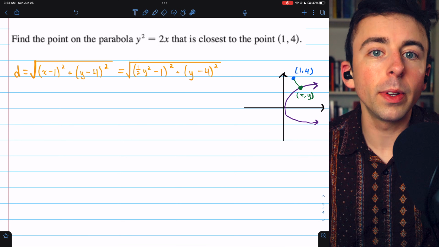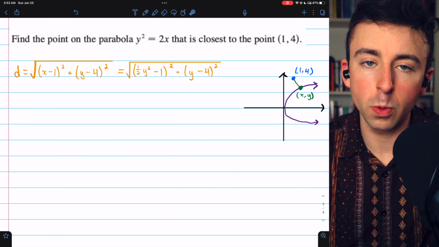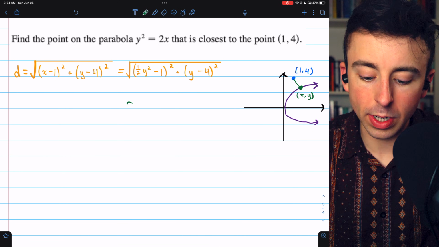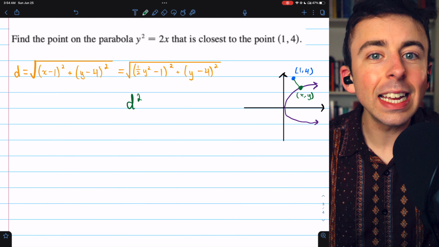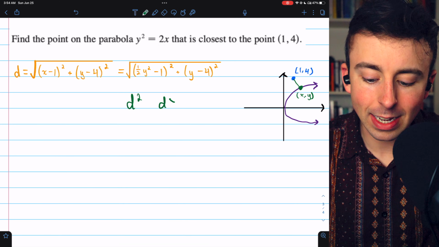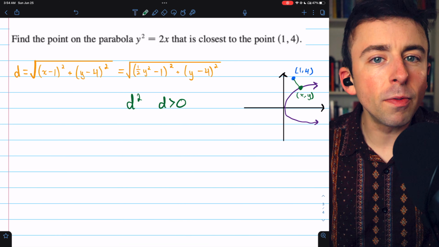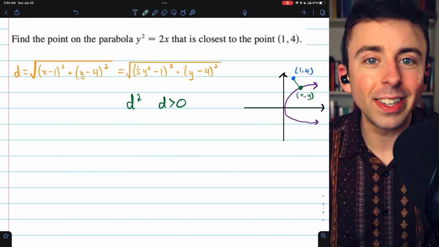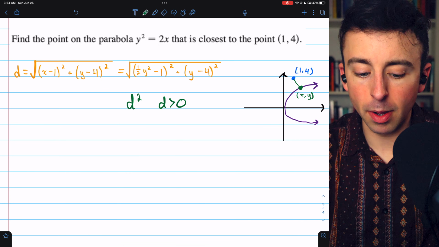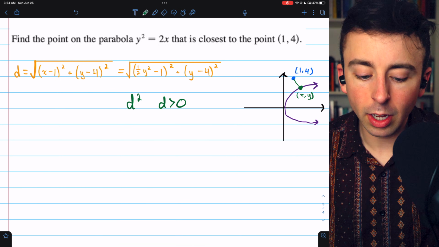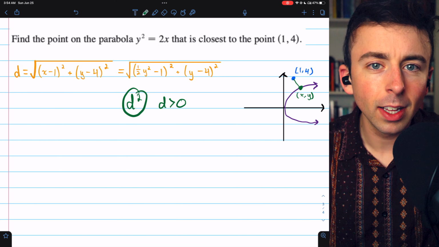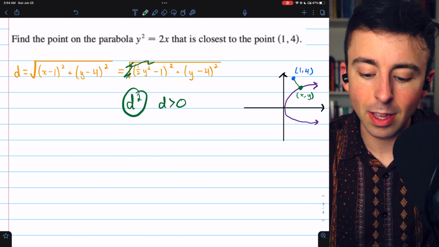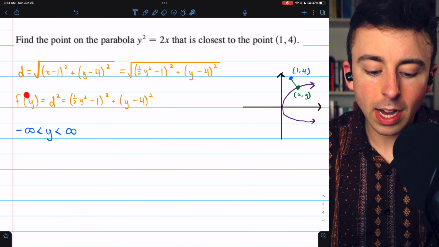However, the distance we know is going to be positive, right? The square root always gives a positive number. And d squared is increasing whenever d is greater than 0, which means wherever d squared is smallest is also where d is smallest. So the minimum of d, which is what we're looking for, will also be the minimum of d squared. So it'd actually be easier if we just worked with d squared. That way we don't have to deal with the messy square root. So we'll call our function f of y.